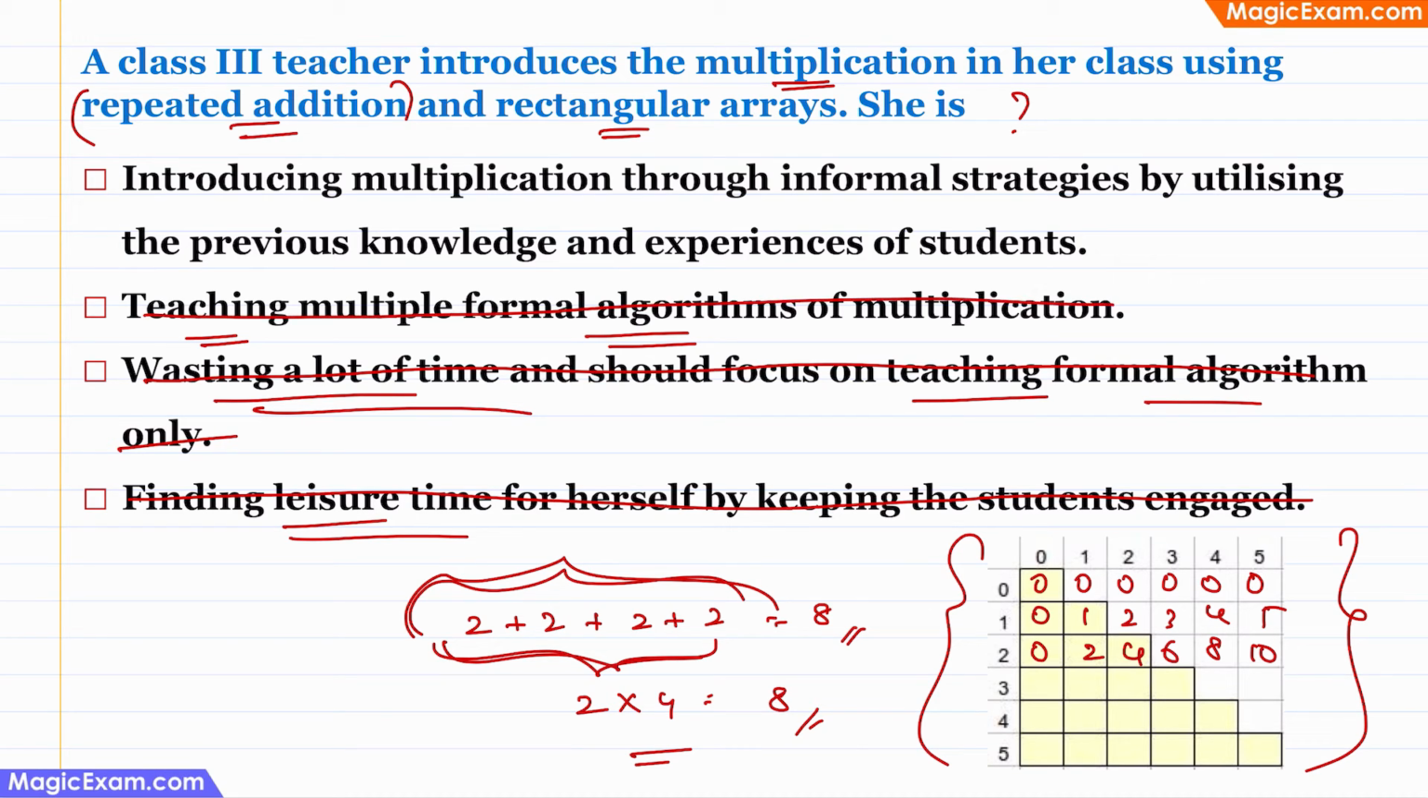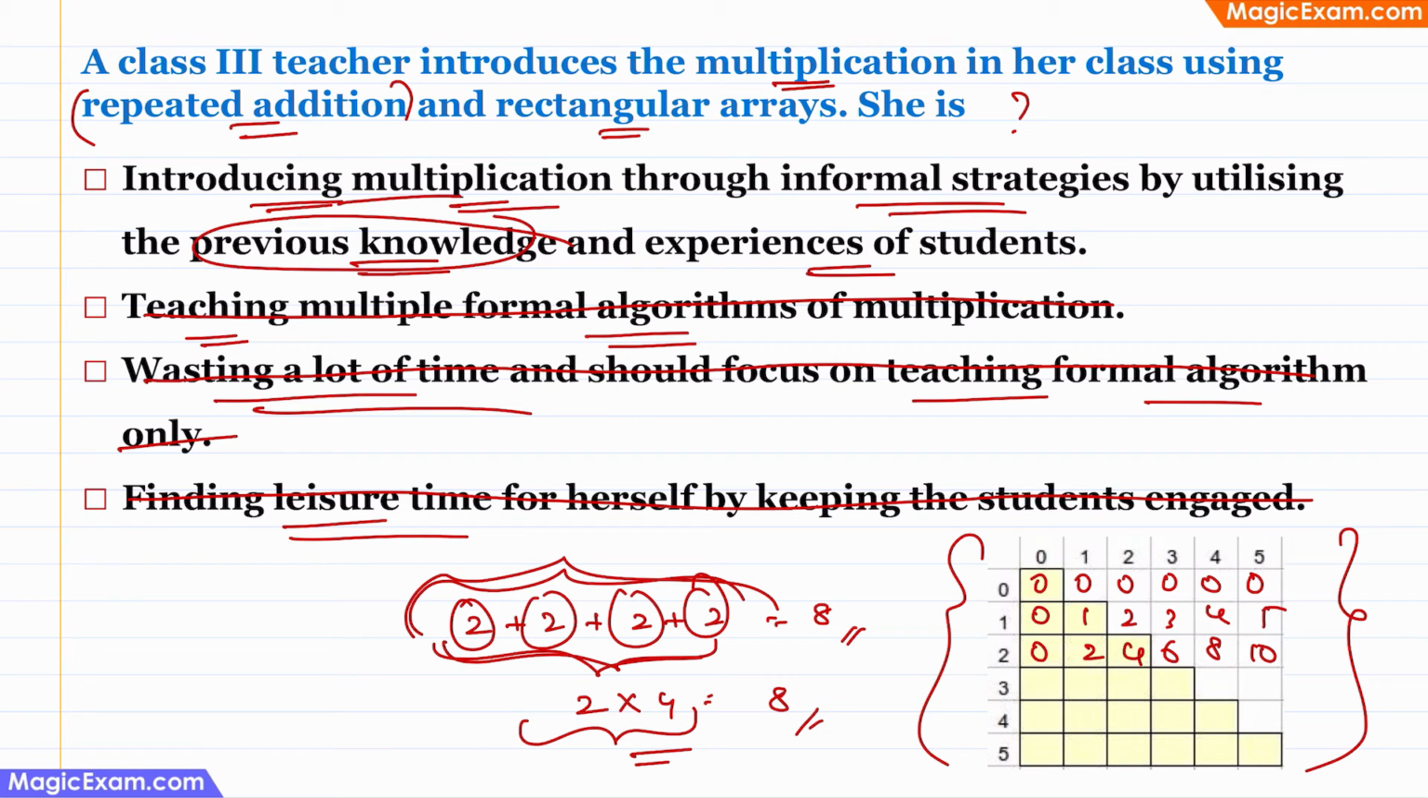So option 1 says she is introducing multiplication through informal strategies by utilizing the previous knowledge and experiences of the students. That is, if students have previously learned addition, she is teaching how addition is connected with multiplication. Therefore, she is using previous knowledge and introducing multiplication through informal or simple strategies. Therefore, option 1 is correct.